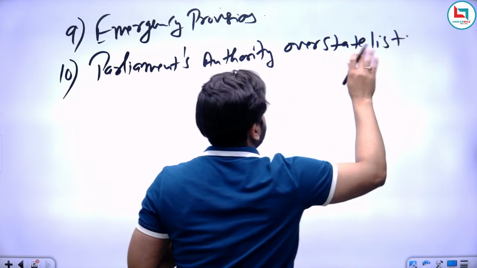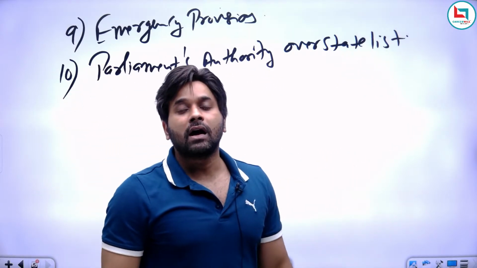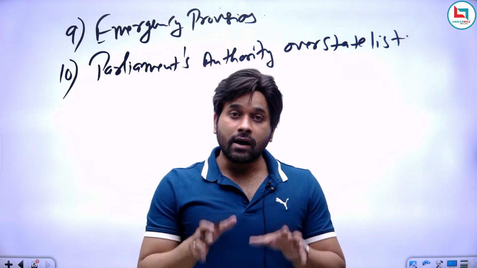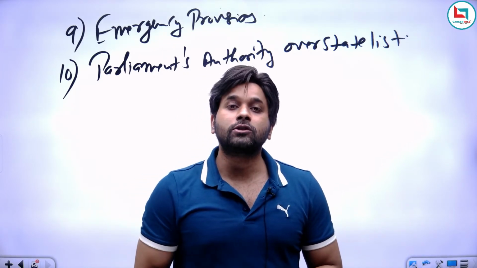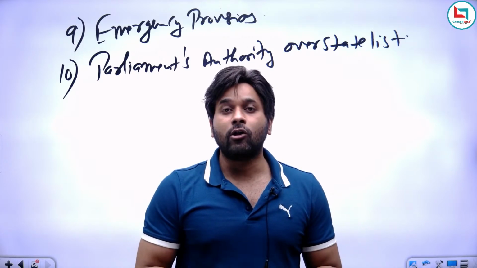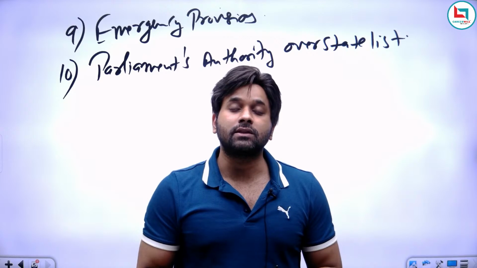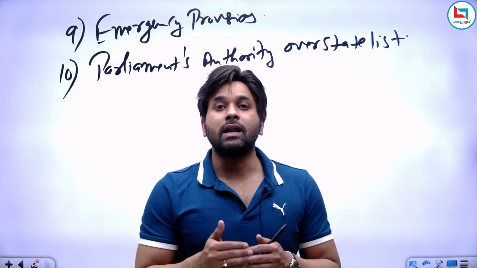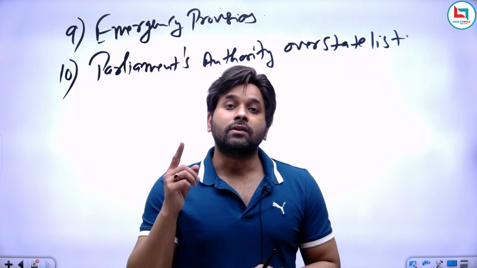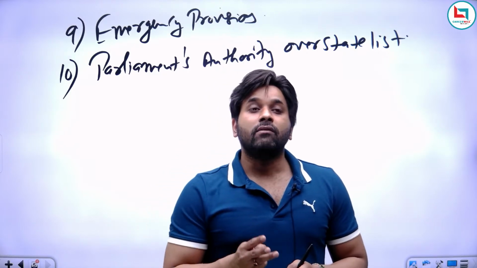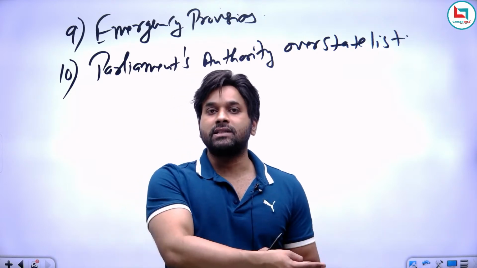Now, in the last class, yesterday, I discussed that under abnormal circumstances the parliament has the authority to make laws on a state list. And I also discussed those abnormal circumstances. The first abnormal circumstance was during a national emergency, when the parliament has the authority to make laws on a state list. The second is during President's rule. Third is when 2 or more states request parliament to make a law on a particular state subject.